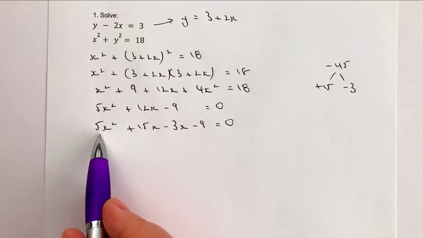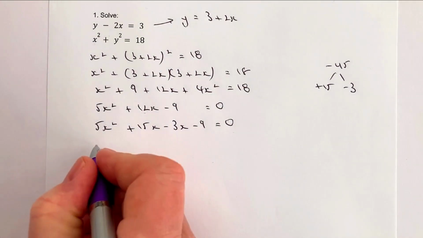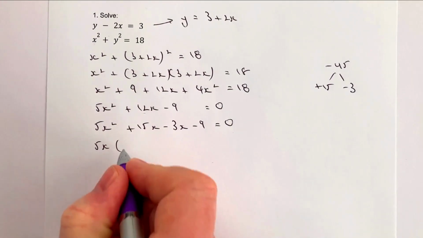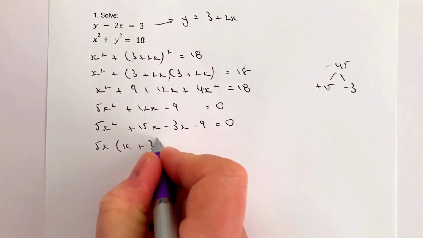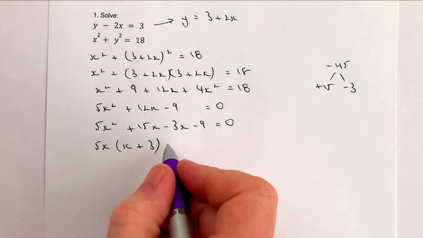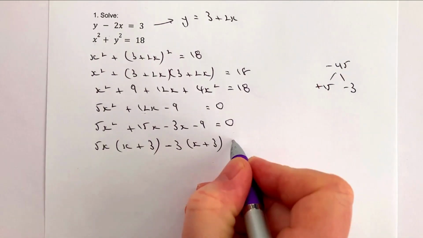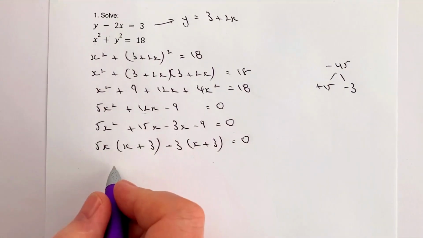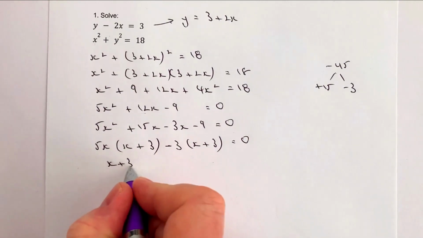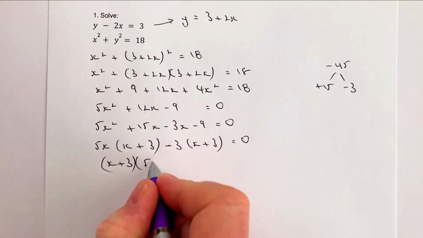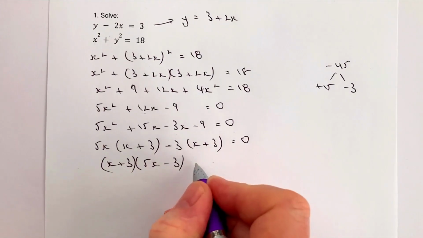Then I would factorise these two. The first one, for 5x, I get x plus 3. And then I factorise the second two, and I get minus 3 times, again, x plus 3. So now I've got a common factor, which is x plus 3. I can write that, and then also I'm multiplying that by 5x minus 3 equals 0.